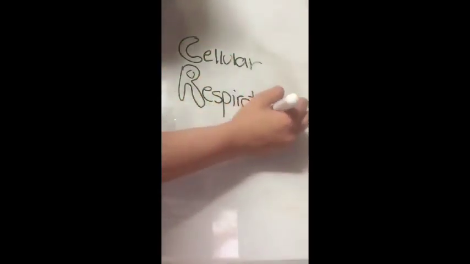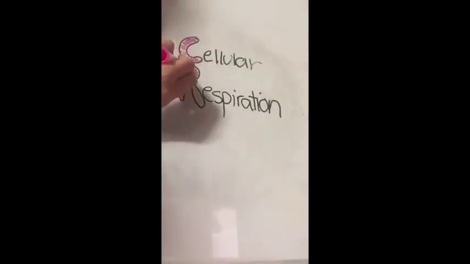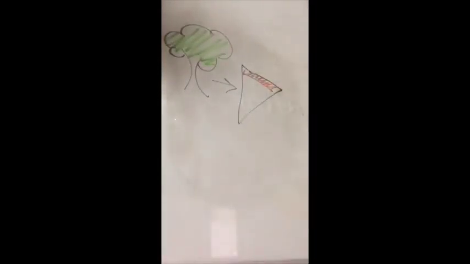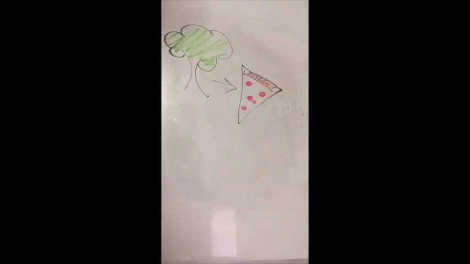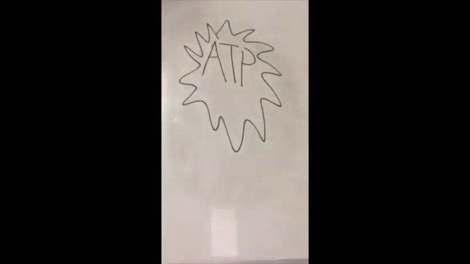Today we'll learn about cellular respiration. Cellular respiration is how plants convert nutrients into ATP, which provides energy for many reactions in an organism. We'll be focusing on aerobic cellular respiration, which takes place when there's oxygen present. Glucose and oxygen are taken in, and carbon dioxide, water, and ATP molecules are produced.